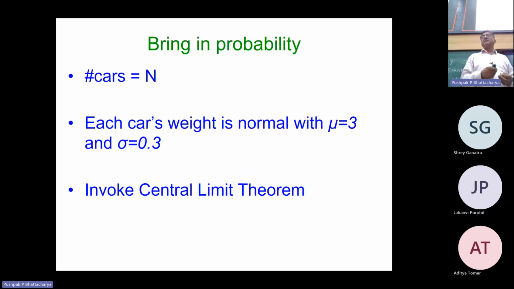Now we bring in probability. Let the number of cars be n. Okay, that is the number that is allowed on the bridge. See the formulation of the problem, which is instructive. Each car's weight is normal with mu equal to 3 and sigma equal to 0.3. Now we have to invoke what is called the central limit theorem. Okay, the statement of the central limit theorem we'll see later.